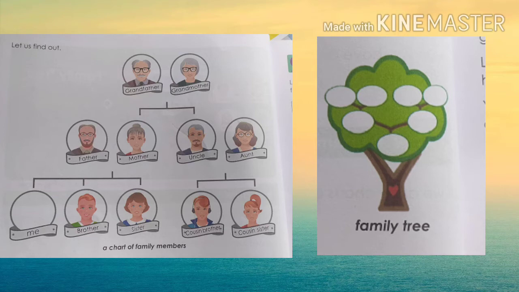Students, you can see here a chart of family members. On the top of this chart, there are the grandfather and grandmother. Then father and mother, and uncle and aunt. Then you can see me, brother, sister. And in another column there are the cousin brother and cousin sister. So this is called a family tree.